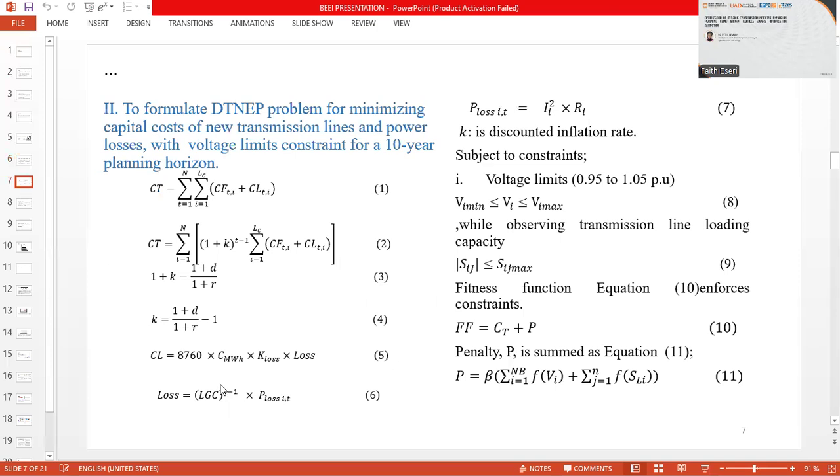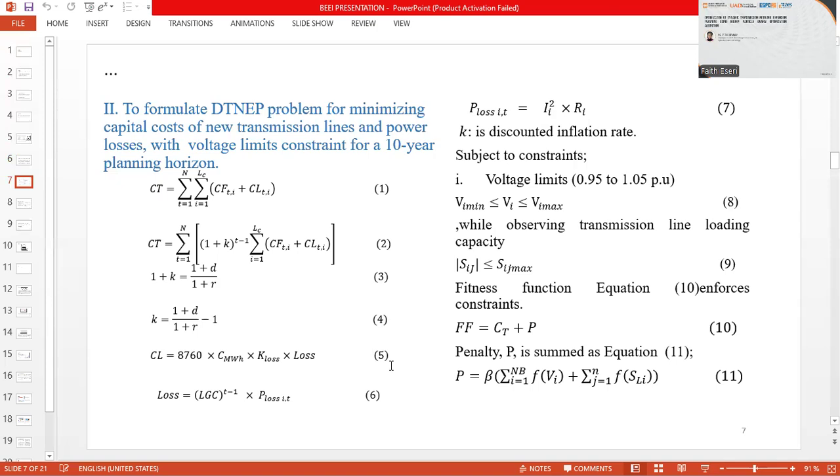The second specific objective, formulation of the DTNEP problem. We see that equation 1 gives the total cost, which is given by the cost of the construction of the transmission lines plus the cost of losses, where T is the expansion period, at a maximum of n, which is equal to 10, and i is the candidate line from a candidate pool, LC. This is expanded further in equation 2 to include the discounted inflation rate given by K in equation 4 here.